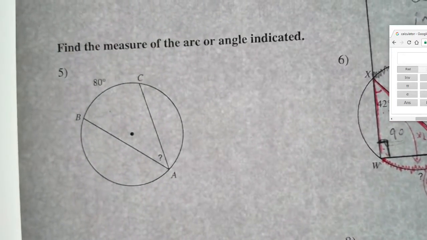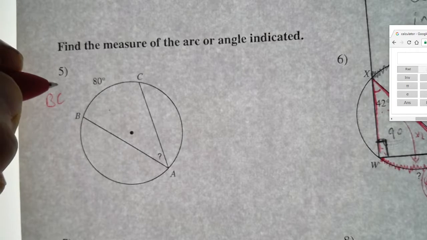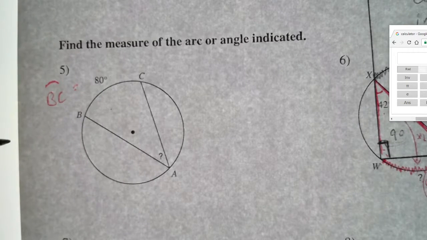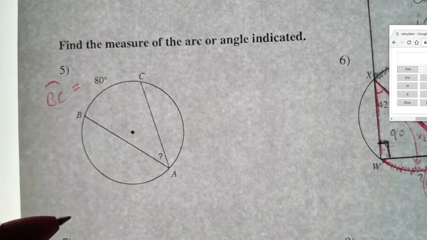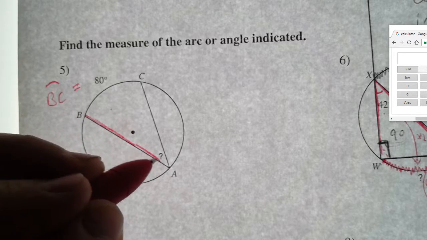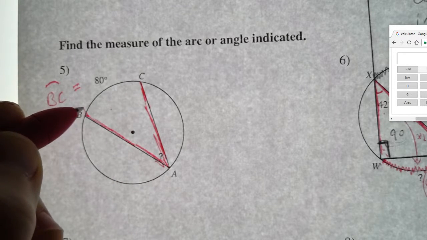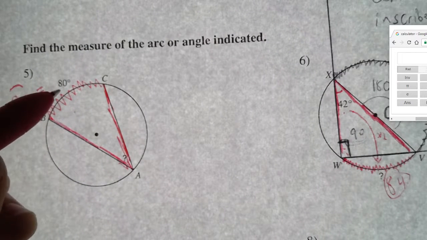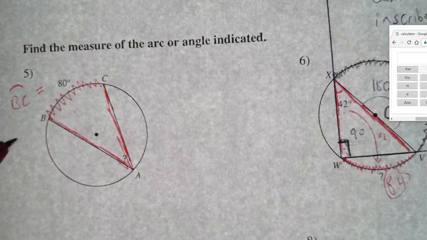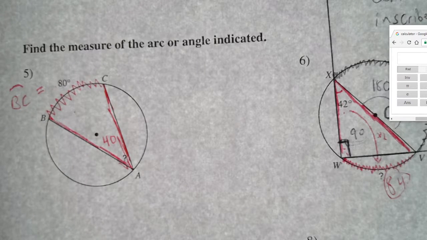Let's take a look at a couple more examples. Maybe I'll stay zoomed in as much as this. So I see that arc BC is 80 degrees. Well, I want to find the measure of angle BAC. And since BAC intercepts this whole arc over here, which is 80, I know that the measure of my inscribed angle is half of the arc that it hits. So if this is 80, that means that this over here is 40.